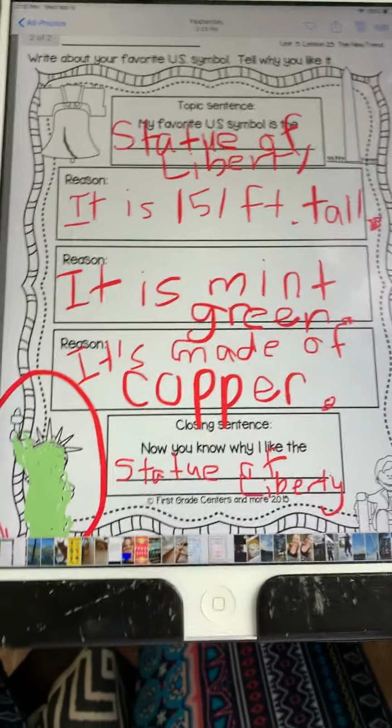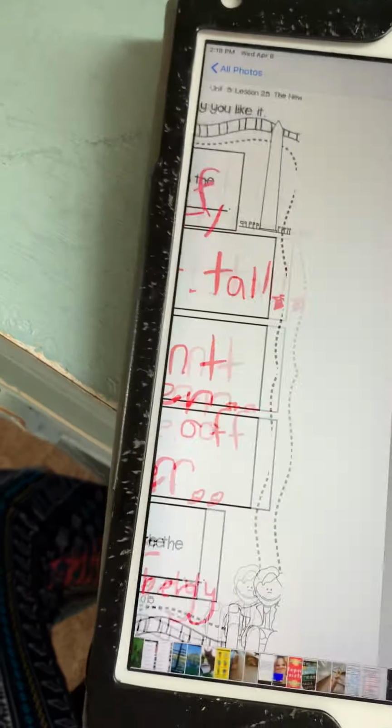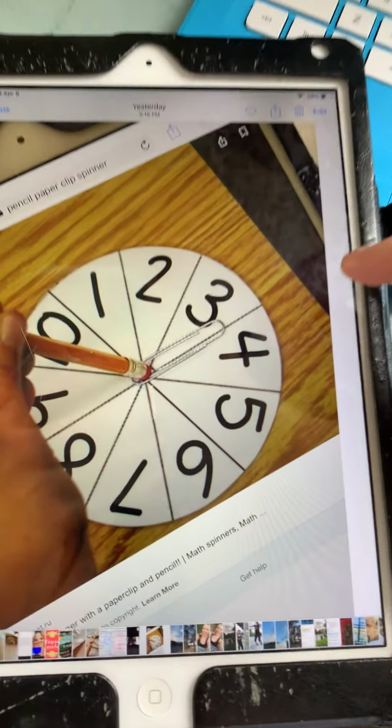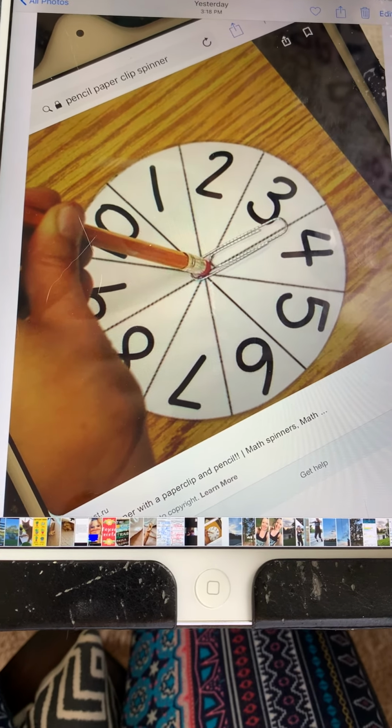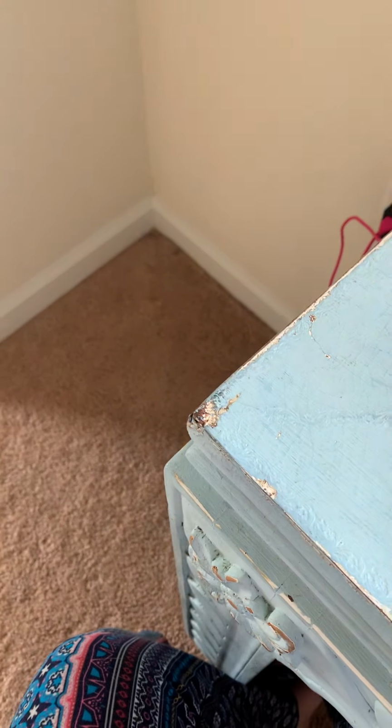It doesn't say in the story the 3 reasons why, so I just went on Google real quick and did a quick little Google search. So there you go for that one. There's me and Elijah doing it yesterday, which is awesome. So that was cool.